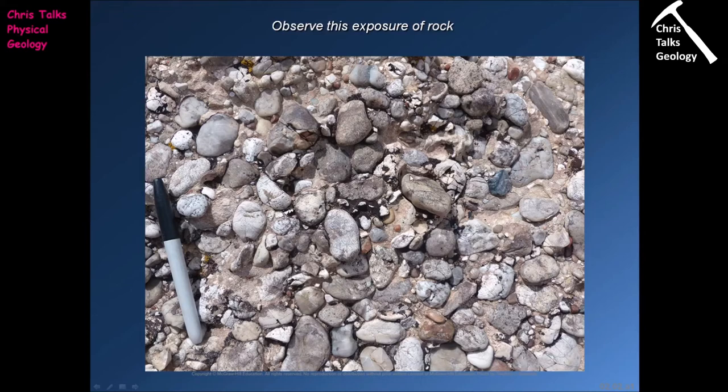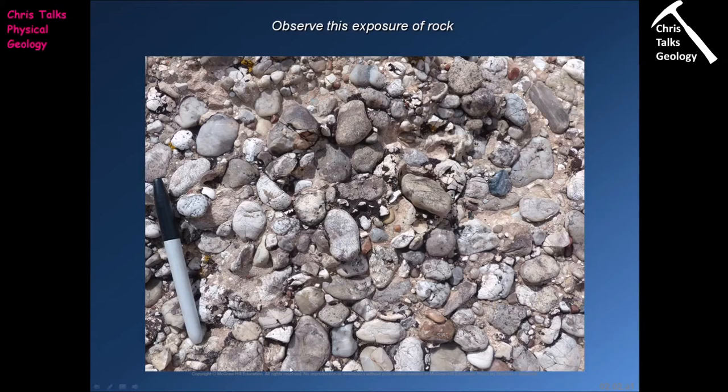So a clast is a piece of rock or mineral that's been weathered from an outcrop, so it's fallen off the outcrop, and that clast, that piece, essentially has been transported by either the wind, water, ice, or gravity. It's been deposited, and then this collection of clasts has then been compressed and compacted until it lithifies to form a rock.